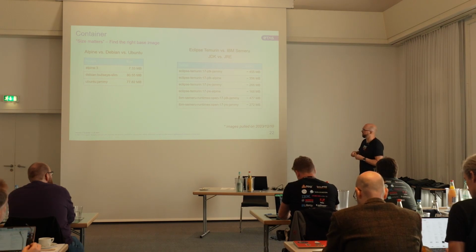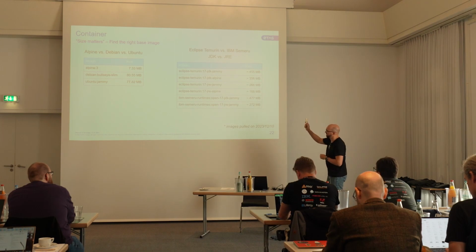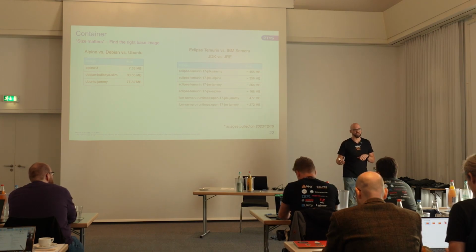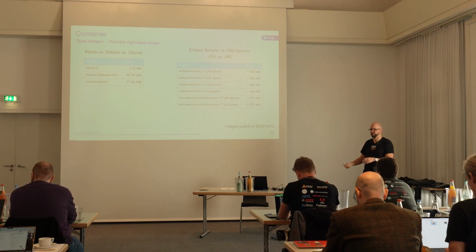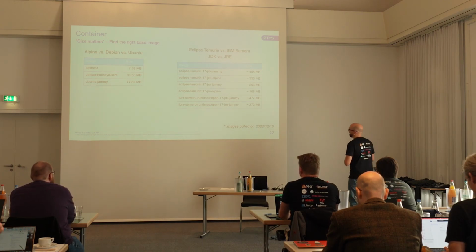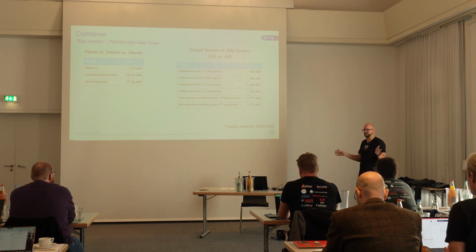So the most interesting here is the Temurin 17 JRE Alpine with 168 megabytes, which is, well, if you discuss with someone that is programming Go or JavaScript, okay, we need to take that. I mean, we're not at 10 megabytes, we're at 168, but I think that for Java, that's not too bad already.